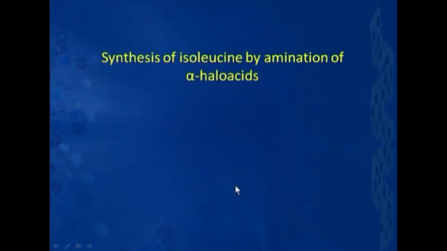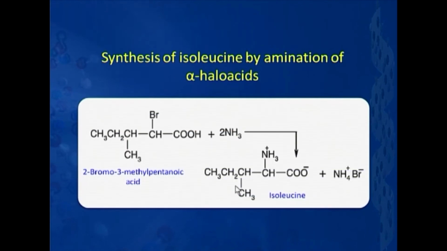Now, let us take an example and see how I get an alpha amino acid by using this method, amination of halo acids. The example here is where I take the starting compound to be 2-bromo 3-methyl pentanoic acid. Essentially, I have an acid group there, and on my alpha position I have a halogen. I treat it with excess of ammonia and I get the following product, which happens to be my isoleucine. This is a very simple reaction to perform.